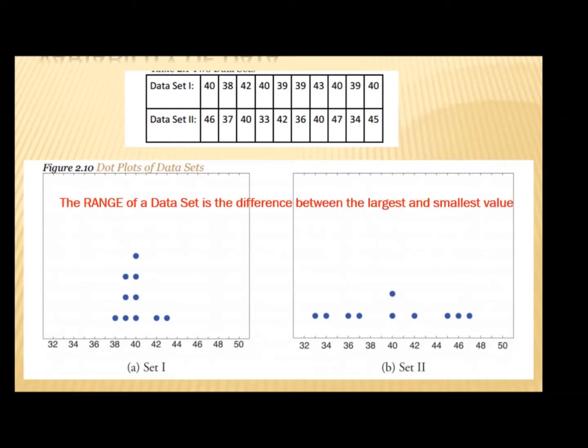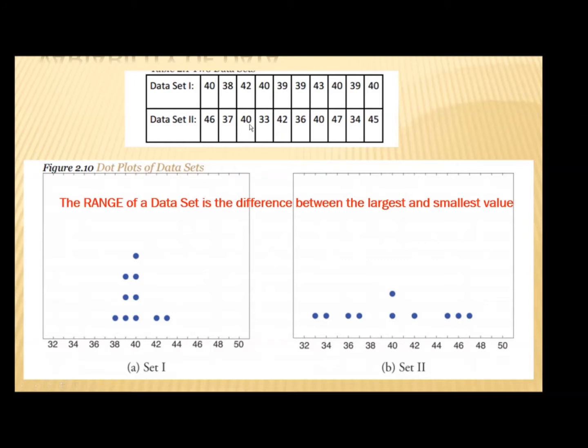What is the range? Here's a definition that is important. The range of a data set is the difference between the largest and the smallest number. For data set 1, the range is going to be small because everything is clumped together, and for the other the range is going to be large. The lowest number is 38, the highest number is 43, so the range here is 5, and when you go from 47 to 33, the range here is 14.